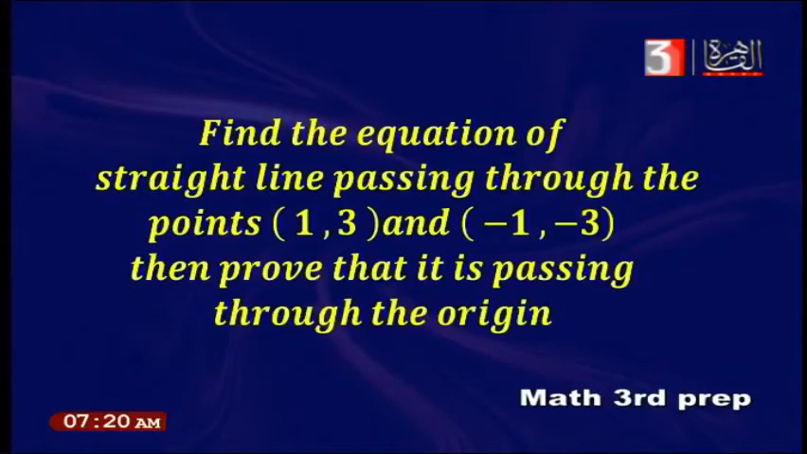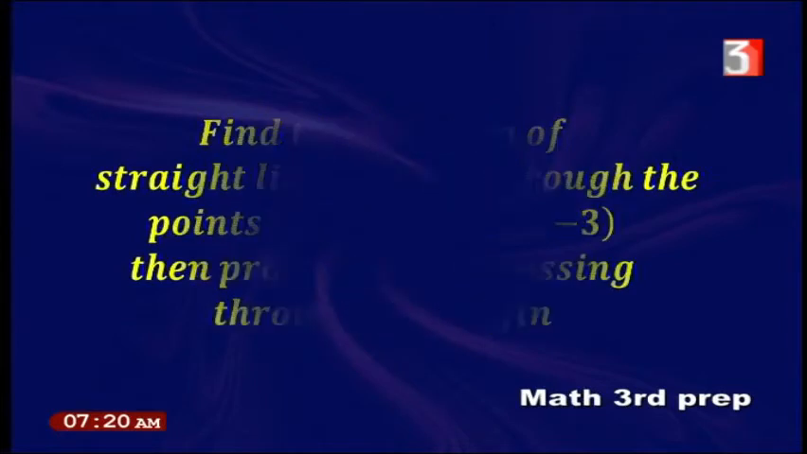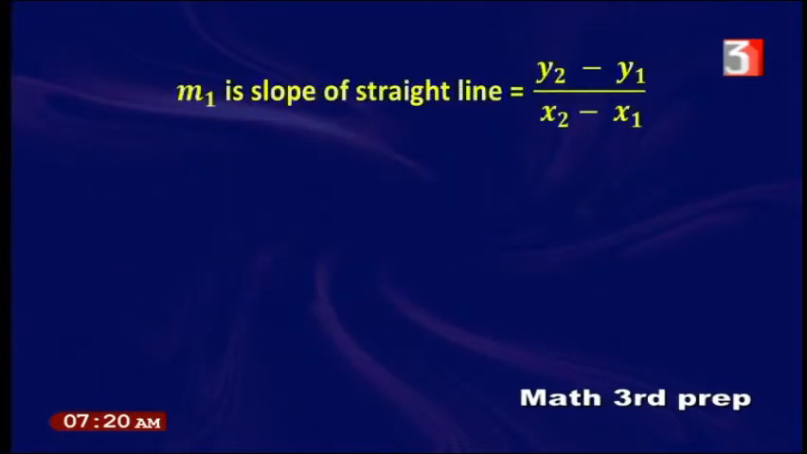Find the equation of the straight line passing through the points 1 and 3 and negative 1 and negative 3. Then prove that it is passing through the origin. First of all, to find the equation of the straight line, you must find two things. What are they? The value of the slope and the value of c. So to find the value of the slope, m1 is the slope of the straight line.